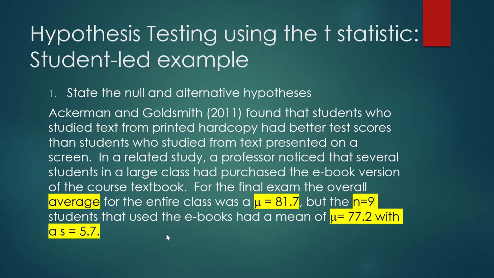So let's look at the important information here. We know that the average overall for the class, so we'll say our population mean, was 81.7. We had an N of 9, and that their mean, which should actually probably be a big M instead of a mu, was 77.2. We'll just change that there.